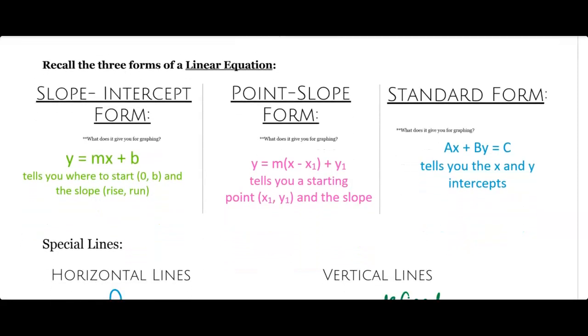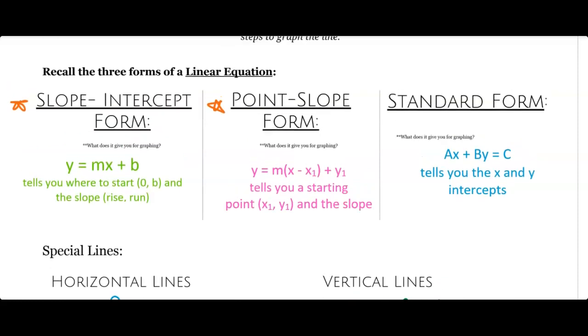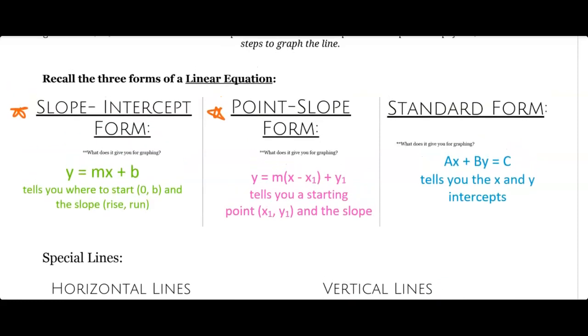So remember, we've talked about the three forms of linear equations: slope-intercept form, point-slope form, and standard form. Slope-intercept and point-slope are the two best forms to use for graphing. And standard form will help us with x and y intercepts, and we'll look at that in this way. And that's how we'll make standard form easy to use as well. So you'll be able to use any of these three ways of writing a linear equation to graph.